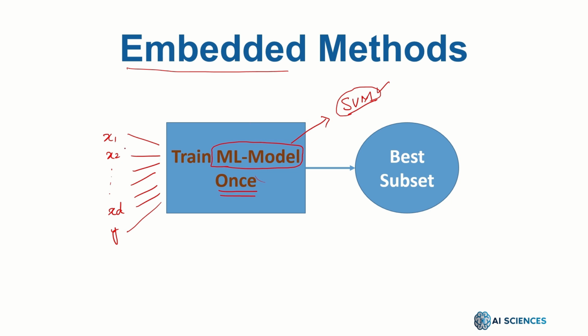But how is this magic done? I mean, how are these features selected? Let me give you an example with linear regression based on L1 regularization, sometimes called LASSO regression. Let's say y_i is w0 plus w1 x1i plus w2 x2i plus dot dot dot plus wd xdi. Let's say that's your regression model.